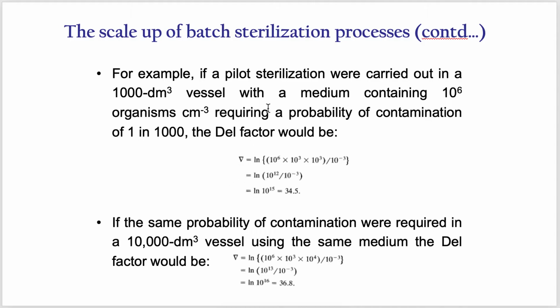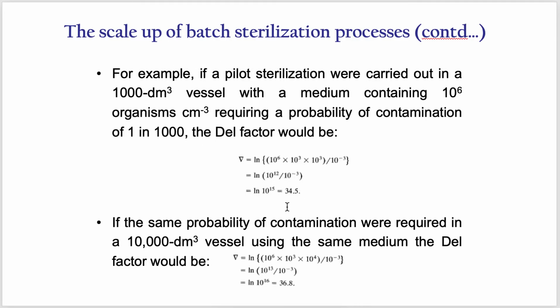Consider this example. Suppose a pilot sterilization were carried out in a 1000 dm³ vessel with a medium containing 10⁻⁶ organisms per cm³, requiring a probability of contamination of 1 in 1000. 1 in 1000 is the accepted value. From here we can calculate the del factor. The del factor is ln(n0/nt), and the final value is 34.5. So this del factor was calculated using the pilot sterilizer.